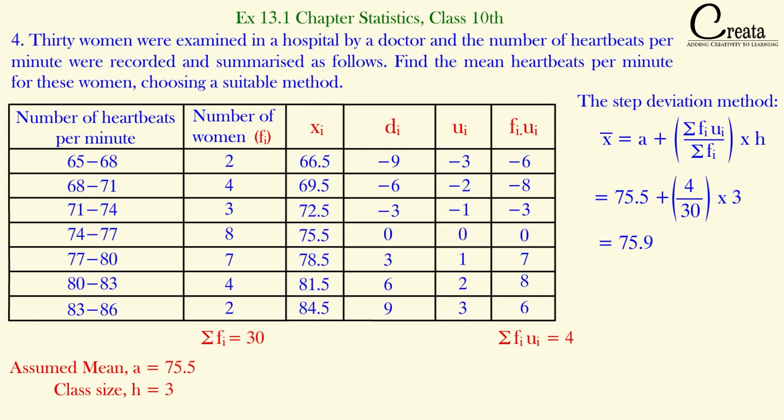Have you observed that our mean, that is our answer, lies between the minimum and maximum range, between 65 and 86? The same thing we observed at the start of the question. If our mean exceeds 86 or is below 65, then our answer is wrong. It should be somewhere between these minimum and maximum ranges. Got it? We got our answer as 75.9. So we are done with this question.